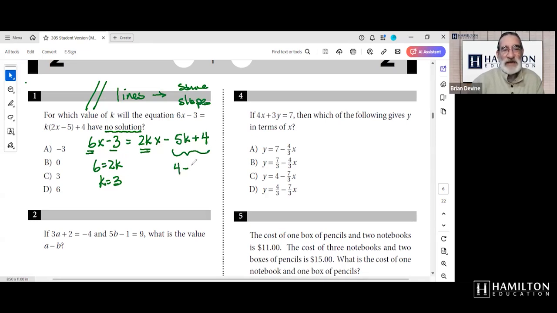And we can verify that right away because if we stick 3 into here, we're going to get 4 minus 15, which equals -11. So we'll have a line with a slope of 6, y-intercept at -3, and a line with a slope of 6, y-intercept at -11. They'll never cross. There'll be no solution. K is 3 and only 3. So C is your answer.